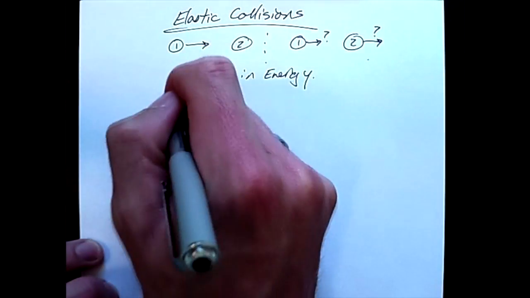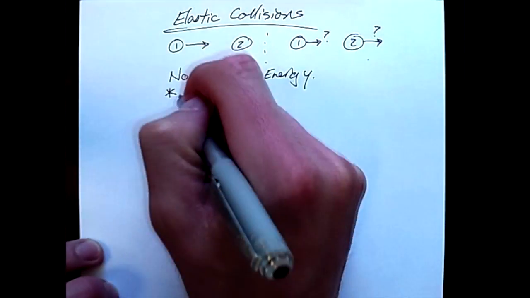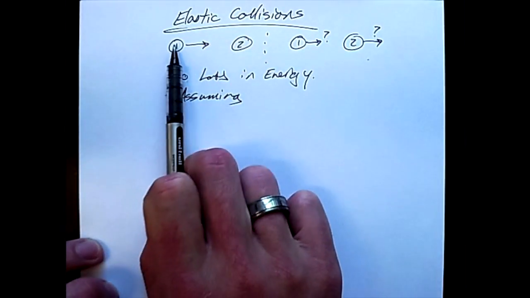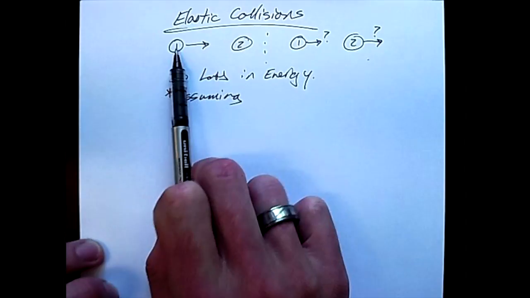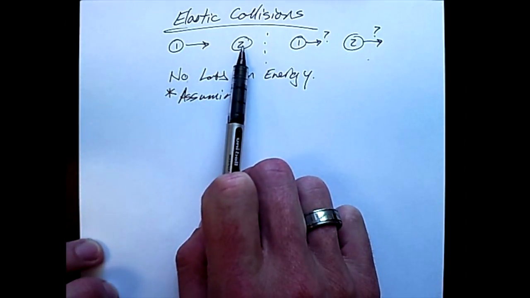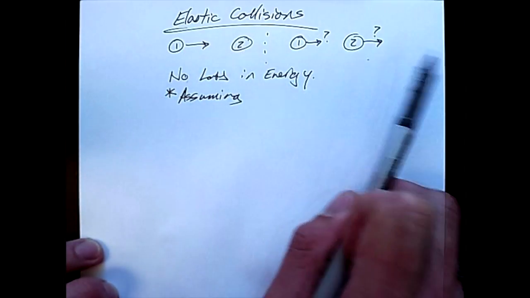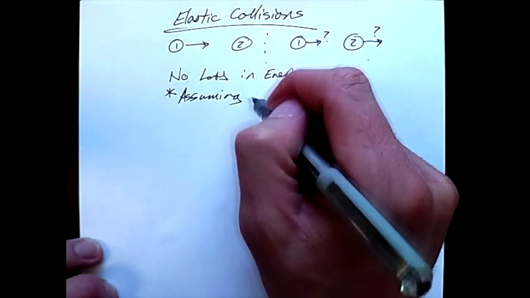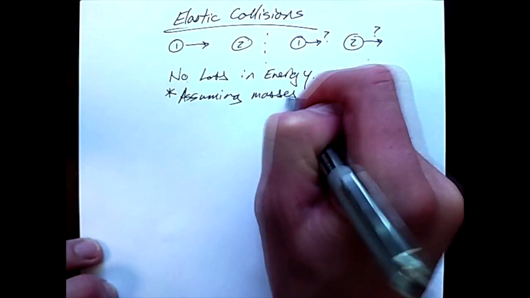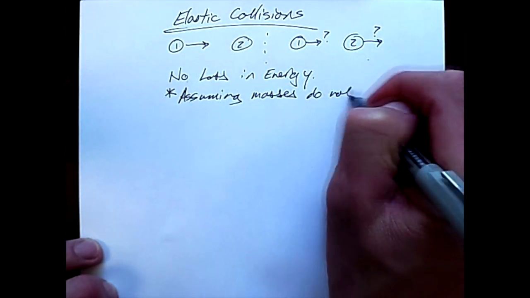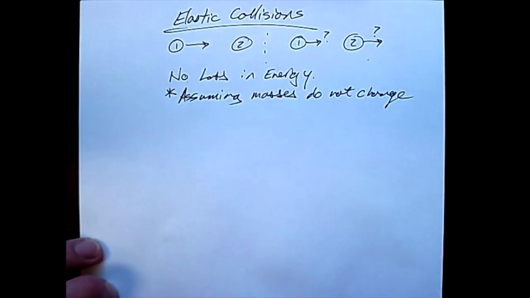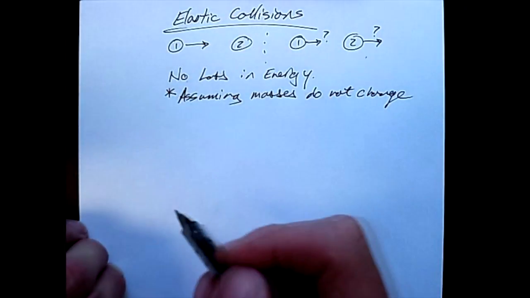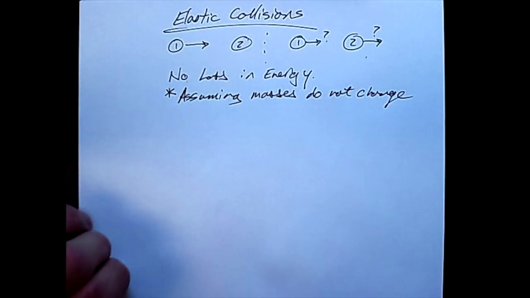One thing at the top, though, that we must say is this only works if the masses stay constant. In other words, ball 1 has a set mass, whatever it is, and ball 2 has a set mass, whatever it is. When these things collide, those two objects cannot break, combine, or change their mass in any way. So assuming the masses do not change, there are two conserved quantities, both momentum and energy, because by definition there is no loss in energy.